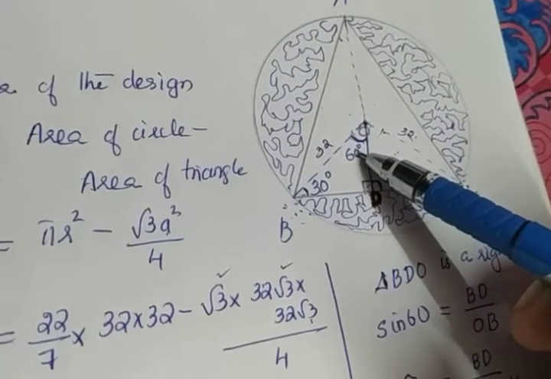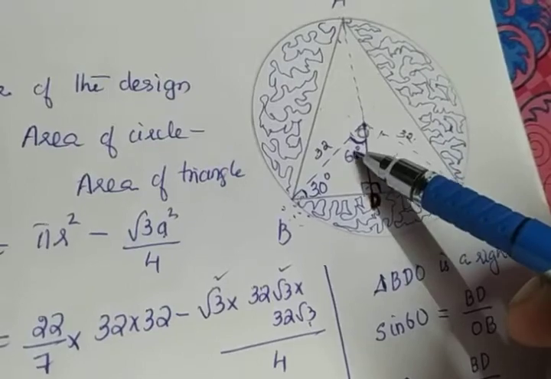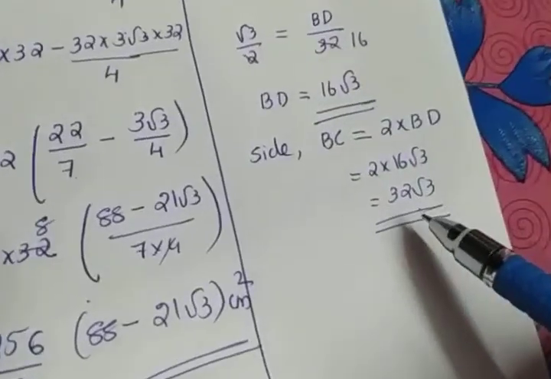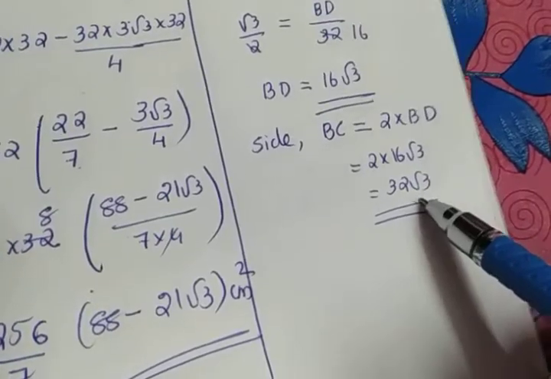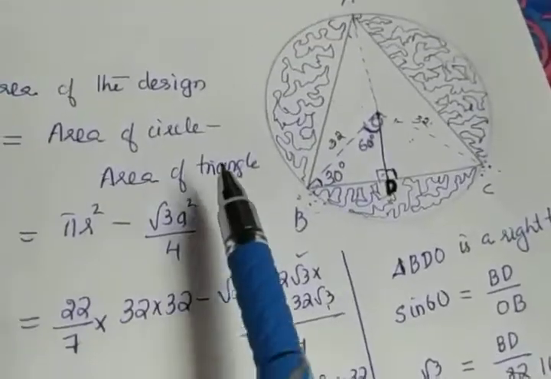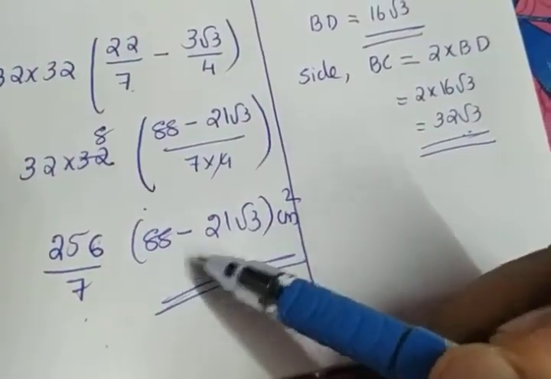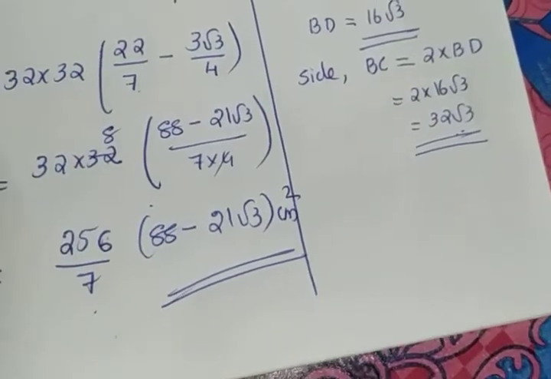Then we are going to apply the trigonometric formula. Sin 60 is opposite side by hypotenuse. By applying that, we are getting the side of an equilateral triangle as 32 root 3, and we will be substituting area of circle minus area of triangle, and we are getting the value as 256 by 7 into 88 minus 21 root 3 centimeter square.